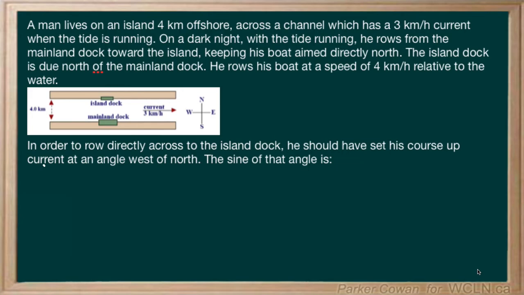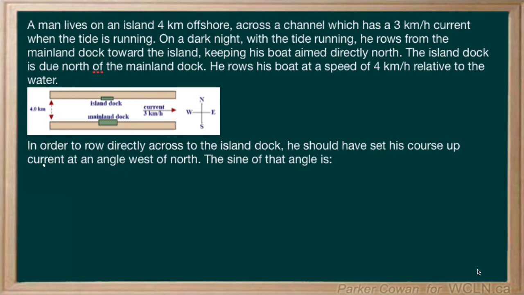A man lives on an island 4 kilometers offshore, across a channel which has a 3 km/h current when the tide is running. On a dark night, with the tide running, he rows from the mainland dock toward the island, keeping his boat aimed directly north. The island dock is due north of the mainland dock.